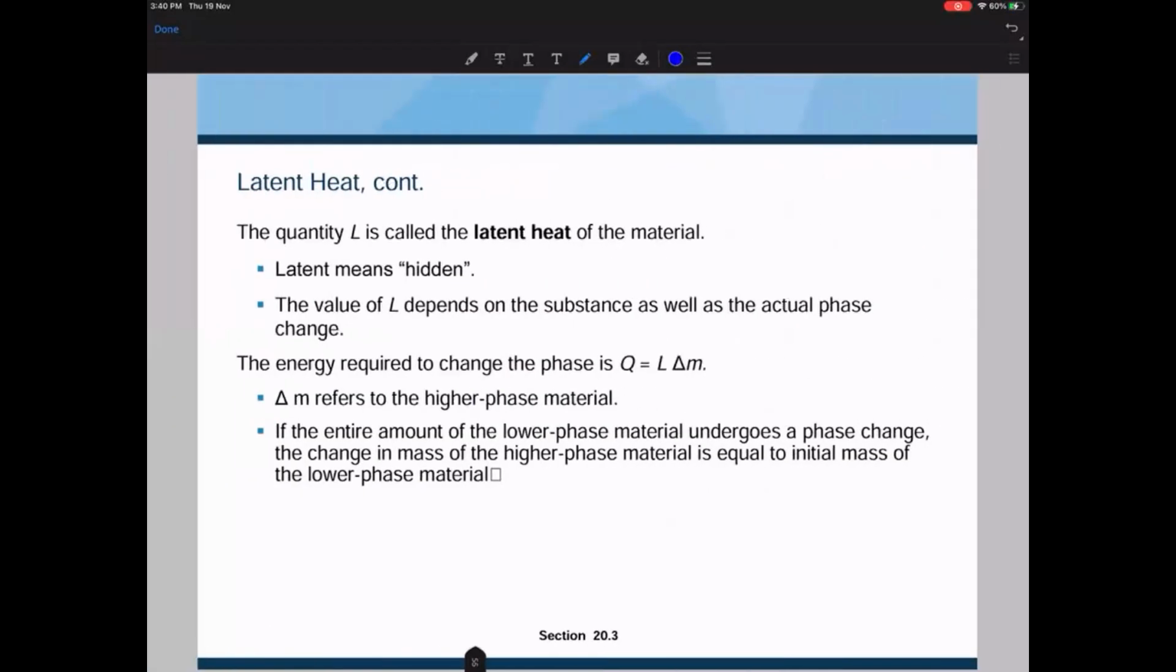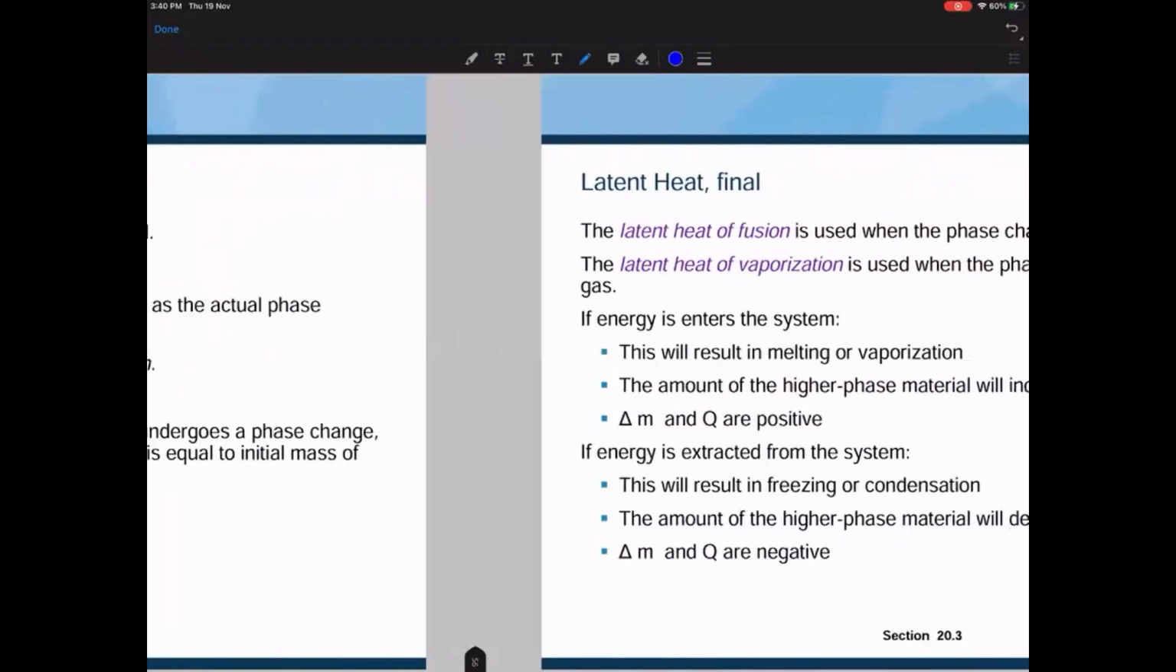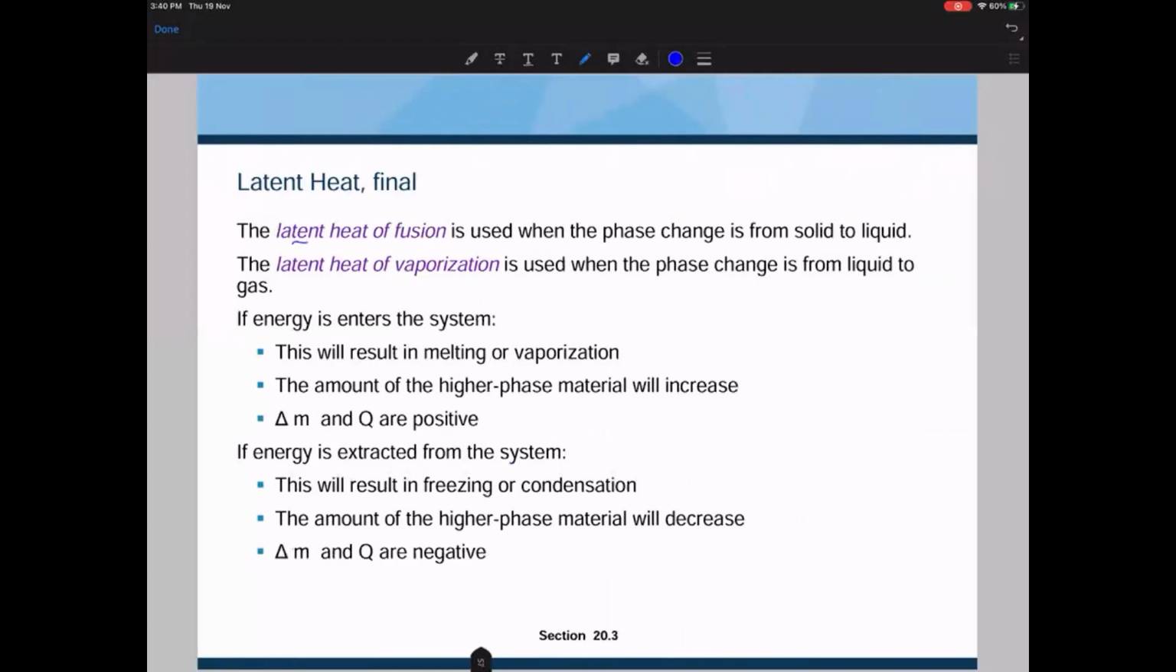Due to the possibility of melting or freezing and boiling and condensing, you have two different possible latent heats. One is the latent heat of fusion, which refers to the conversion between liquid and solid. The other one is the latent heat of vaporization, which corresponds to the phase change between liquid and gas.